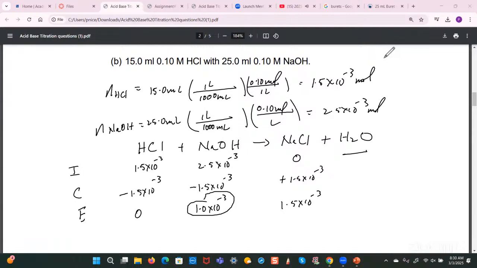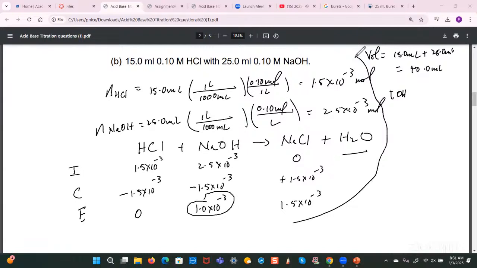We need two things to find the concentration of OH minus, right? One is the moles and the other would be what? Volume. So how do we get the volume? Volume will be equal to 15.0 mLs plus 25.0 mLs. So that will be equal to 40.0 mLs. And then we can calculate the concentration of the OH minus. I'm going to squeeze it here because of lack of space.